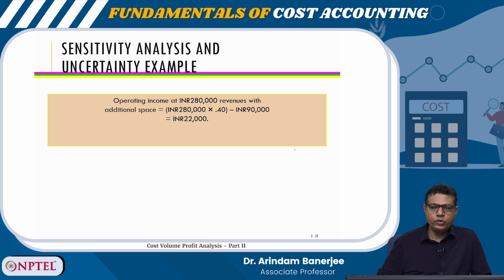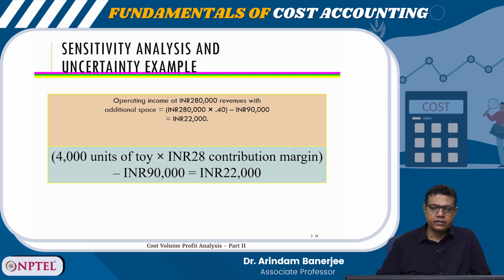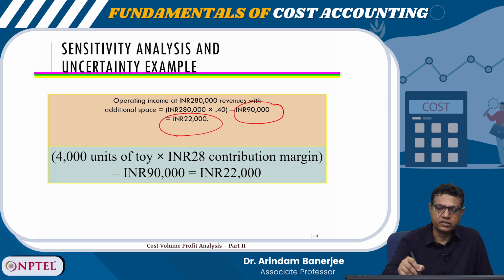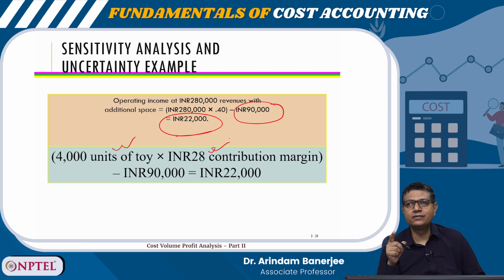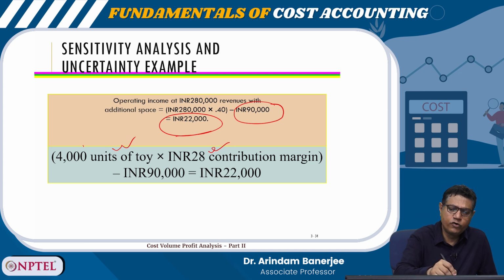Now, at 2,80,000 with additional space, my fixed cost is increasing, you see, and my profitability is 22,000. I can calculate it the other way: 4,000 units of toy into 28 contribution. The contribution remains the same because the sales price and variable cost per unit remain unchanged. What is changing is the sales volume, which is now 4,000 units.